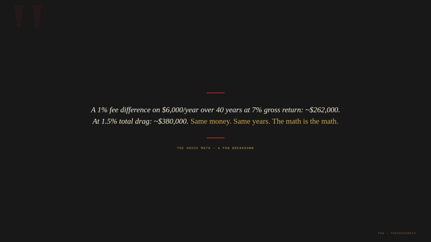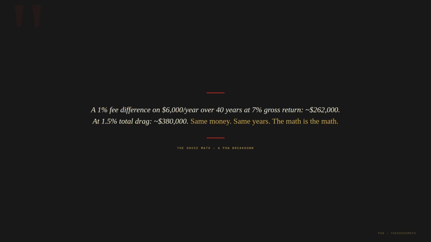Here's where this lands. A 1% difference in annual fees on $6,000 per year over a 40-year career at a 7% gross return assumption works out to roughly $262,000 in ending balance difference. At 1.5% total fee drag versus 0.03%, the difference in our model approaches $380,000. On the same money, same contributions, same time horizon.